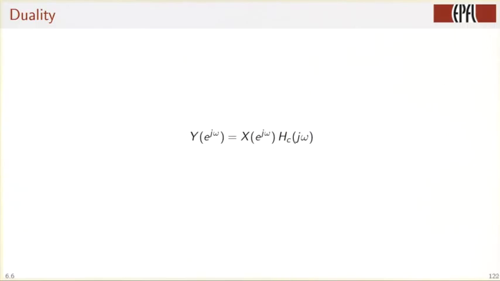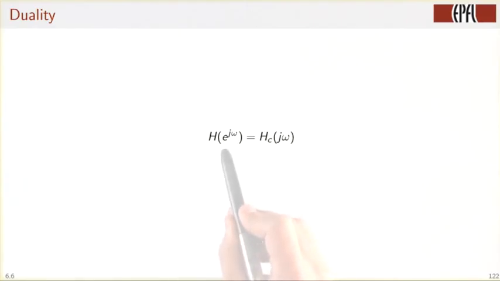This is summarized in the following equation. Capital Y of e to the j omega is equal to the product of X of e to the j omega with Hc of j omega. So the important point is that Hc is the continuous time Fourier transform of the continuous time filter. This is written here, H of e to the j omega is equal to Hc of j omega. This is the interesting part, how a continuous time filter maps here into this 2 pi periodic discrete time filter.